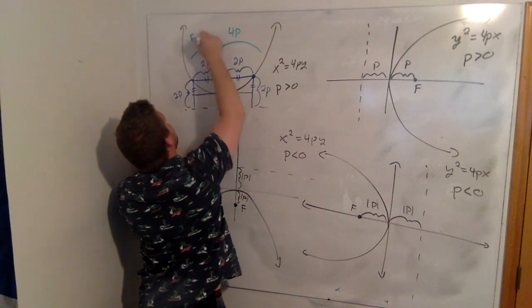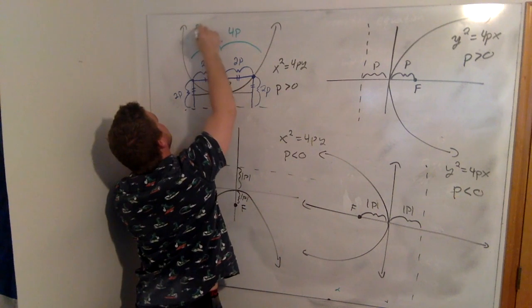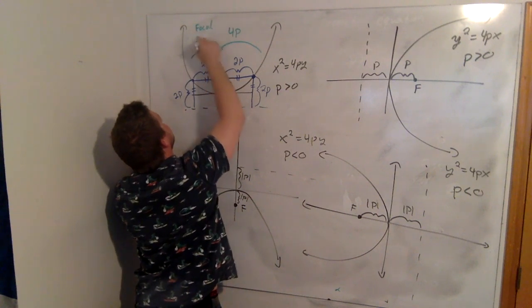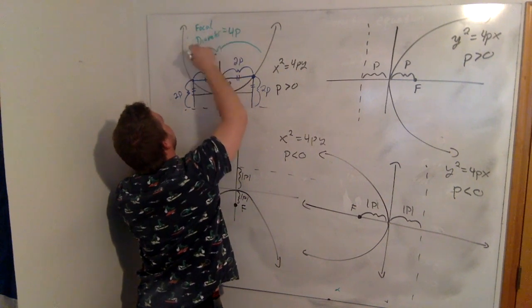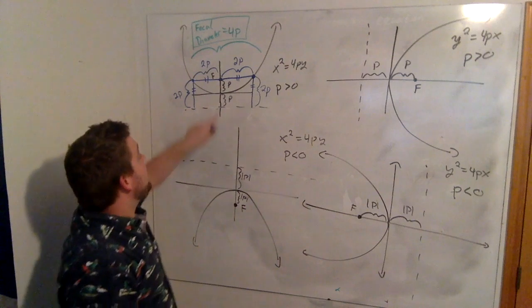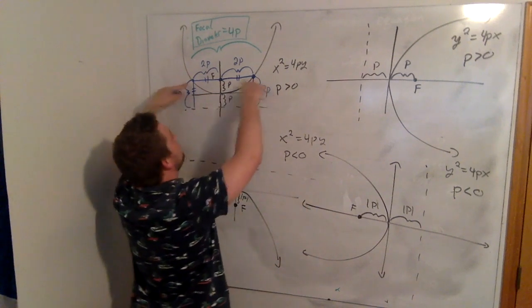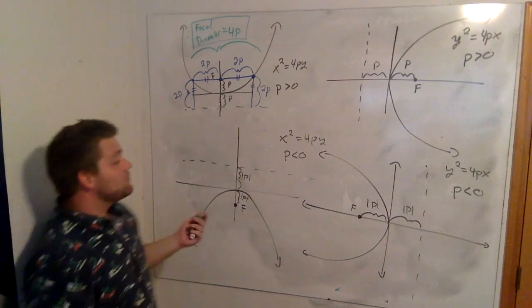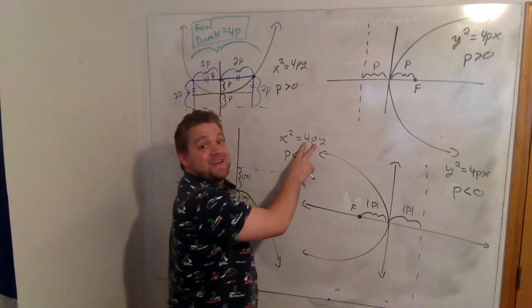The focal diameter is equal to 4p. The focal diameter is the length of the line that goes through the focus and its endpoints are on the parabola. And the focal diameter is equal to 4p, which is kind of cool because that piece shows up in the equation.